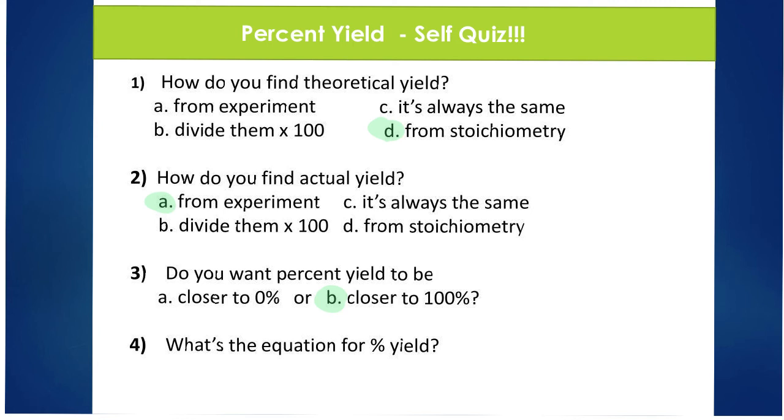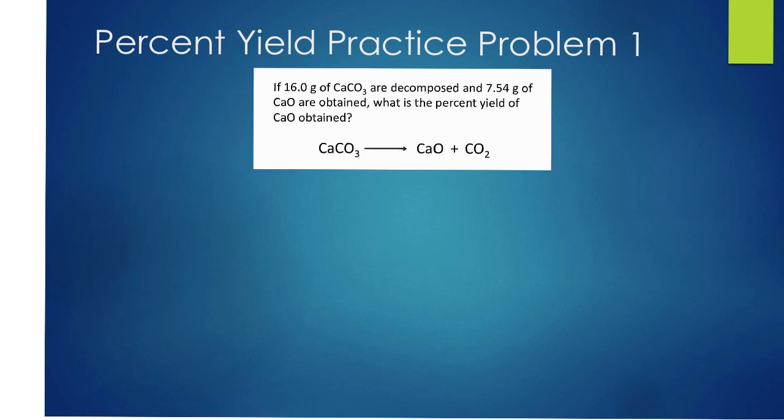What's the equation for percent yield? Actual over theoretical, times 100. So in the next two slides, there are a couple examples of what this would look like. See if you can try them on your own, and then take a look at my example.